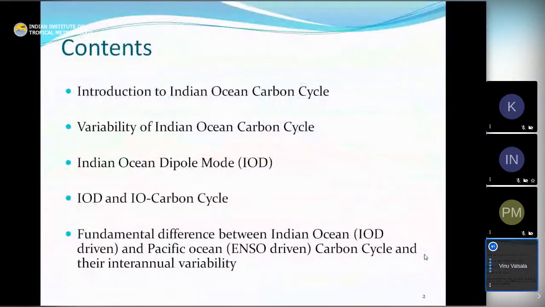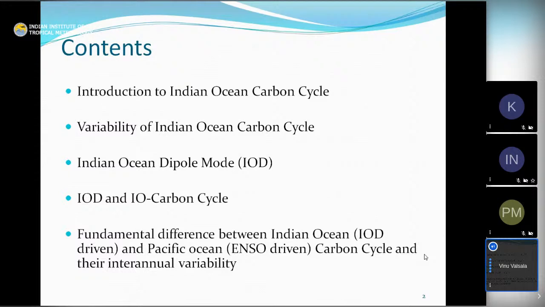The contents of my talk today: I will give a brief introduction to the Indian Ocean carbon cycle and the variability of the Indian Ocean carbon cycle. The audience, especially at IITM, may not be very familiar with the carbon cycle as such, and especially the Indian Ocean carbon cycle, which also has not got much attention so far. So I will give a very brief introduction about those, and I will introduce the concept of IOD, which I am sure everybody is aware of.